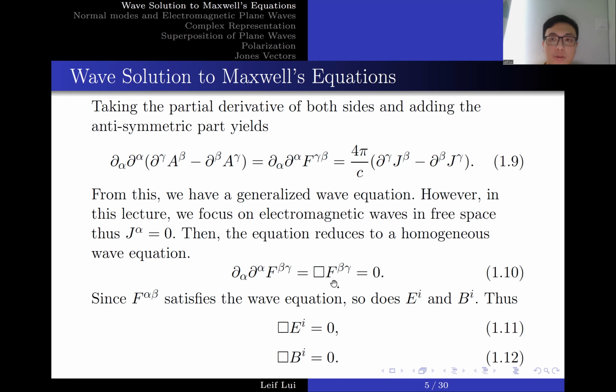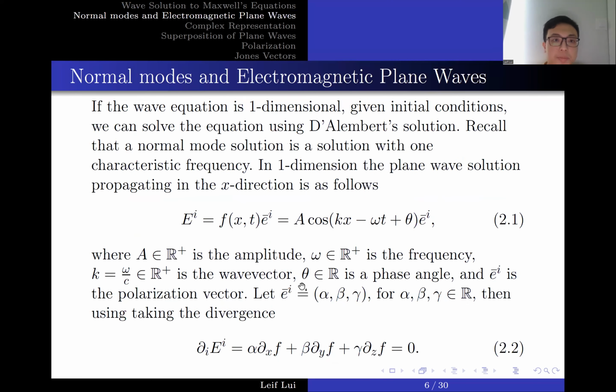So this is quite nice. We've shown that by showing that the Faraday tensor satisfies the homogeneous wave equation, this by virtue shows that the electric and magnetic fields satisfy the homogeneous wave equation. So which is quite nice. So recall that in one dimension, we can solve the wave equation given some initial conditions, and we can use the d'Alembert solution. And also recall that a normal mode solution is a solution with one characteristic frequency.